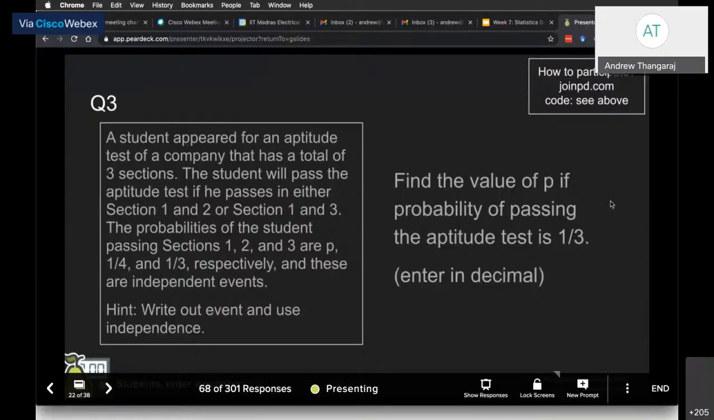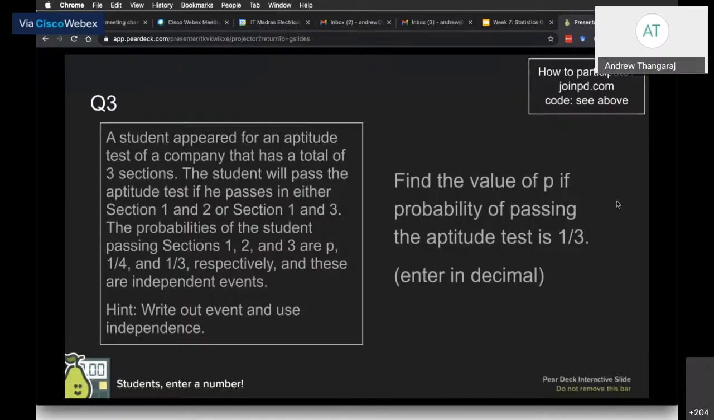There's a question on what is the probability of passing section 1. It's given as a variable P, and you have to find P. So the question asks you to find P. You could have asked it the other way around, but when you assume it's P, go ahead, do the calculation. Finally, when you write the equation, it will get a value.